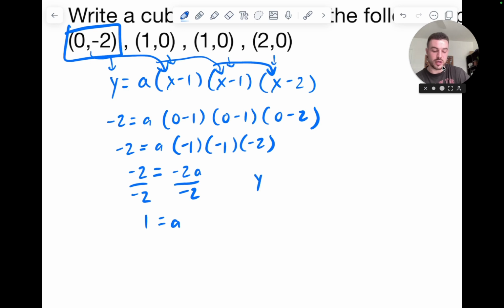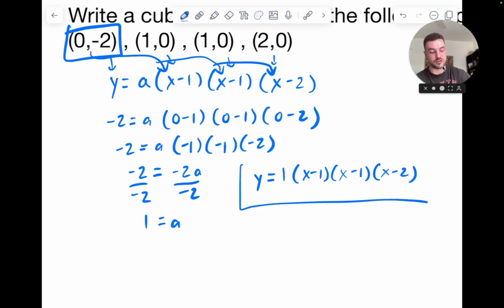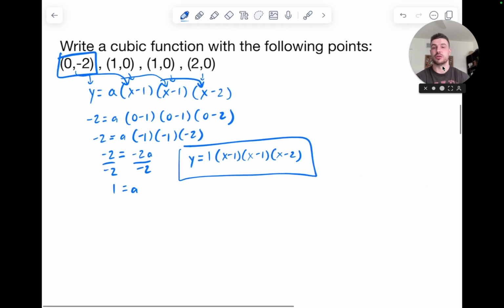So it tells me my equation, at least in factored form, is y equals 1 times x minus 1. That's our first factor. x minus 1 is my second, and x minus 2 is my third. So this is where we're going to leave this for the most part. It really doesn't get much more complicated than that. Now, we could be dealing with fractional values, and that really wouldn't change anything we're doing. We just have to solve with fractions. So this is, for the most part, like I said, what our problems are going to look like.